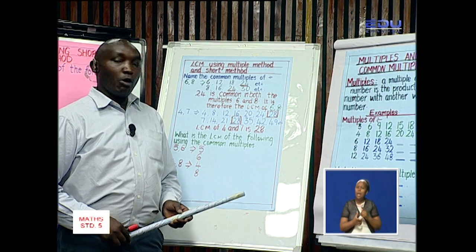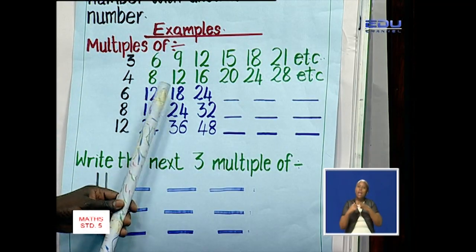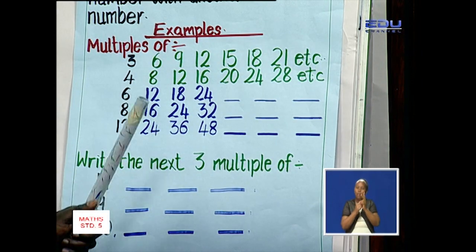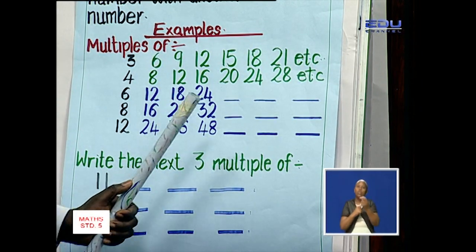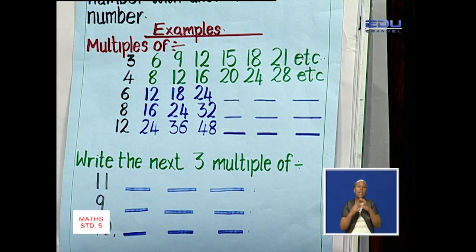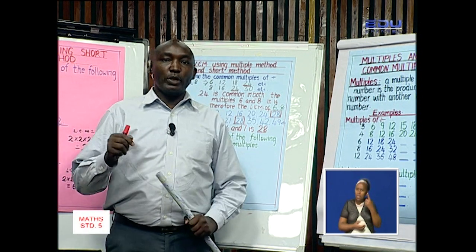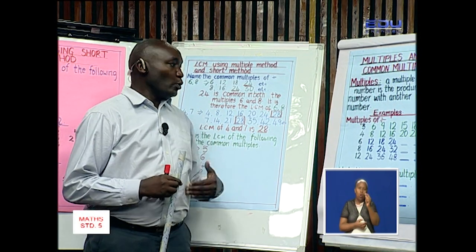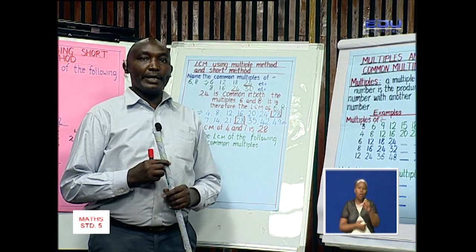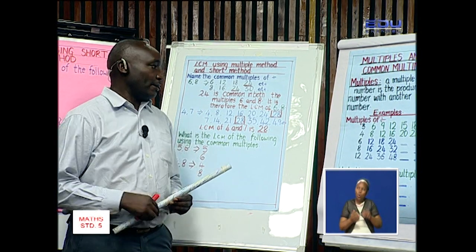The multiples of 4 are 8, 12, 16, 24, 28, etc., etc. For us to understand what a multiple is, I want to guide you into understanding in a better way what a multiple is.